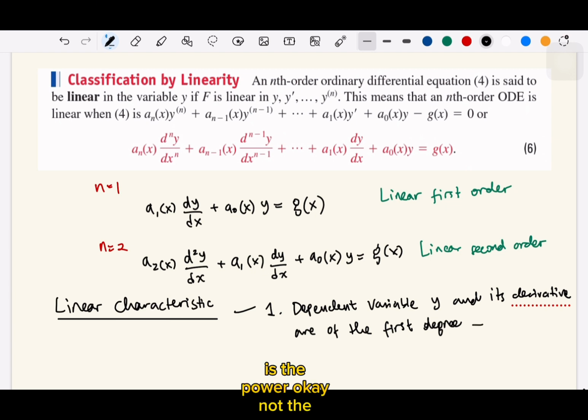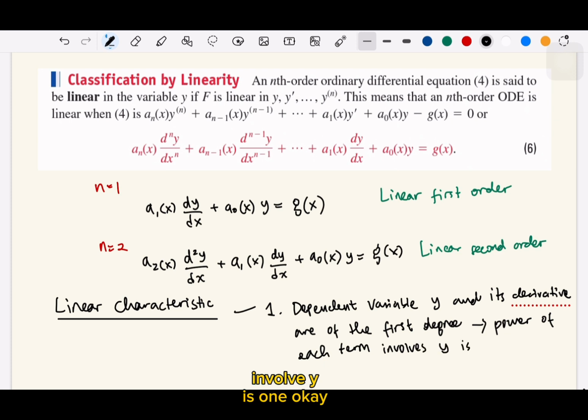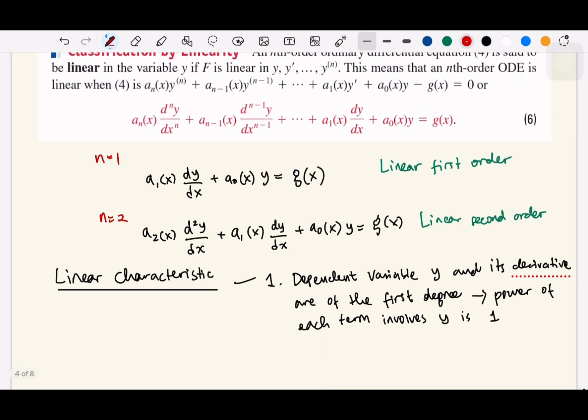What's the meaning of the first degree? It's the power, okay? Not the order of the differential equation, but the power itself, like squared, cubed, okay? So the power of each term involving y is 1. So let me write first here the power. The meaning of power is the exponent, okay, the exponential.